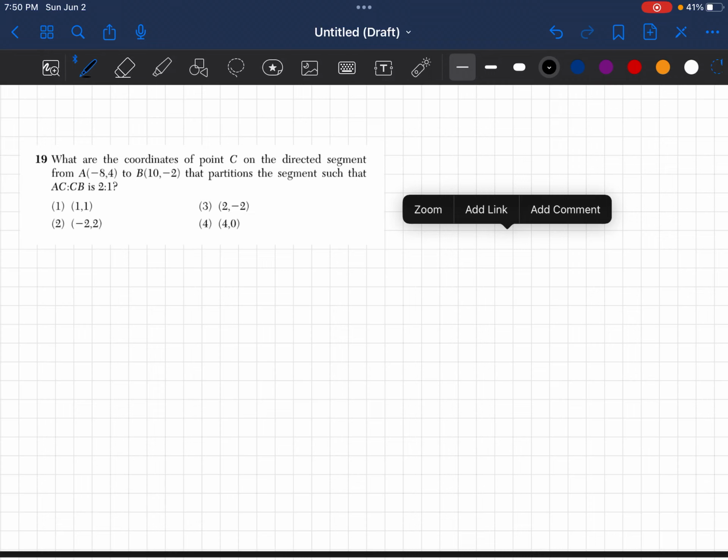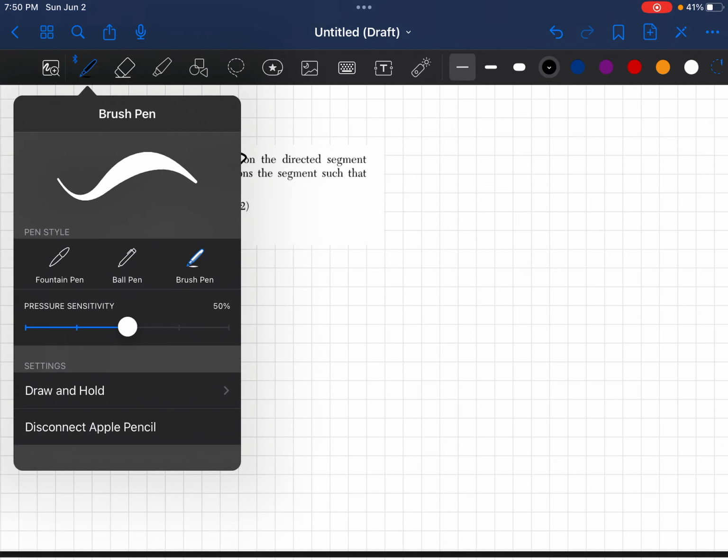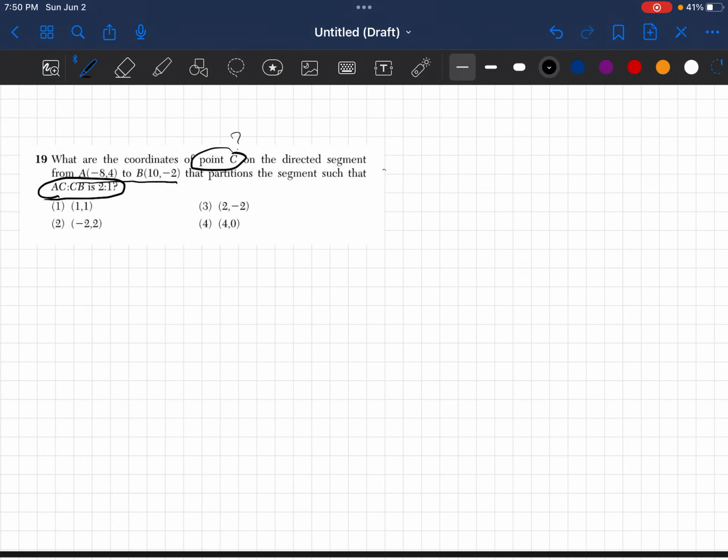What are the coordinates of point C on the directed line segment? And it gives us the coordinates of A to B and that the partitions are 2 to 1. So the question here is asking, where is point C on this line segment? First thing I would do is sketch this either in the blank space in the book or turning to the last page on the graph paper and actually plotting A and B. And I'm just going to show you how you can do it with just sketch paper or without a graph.